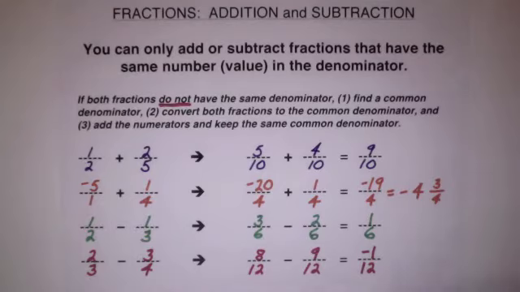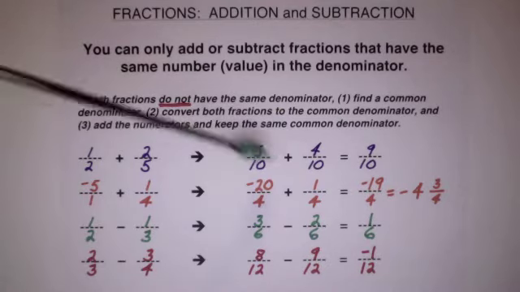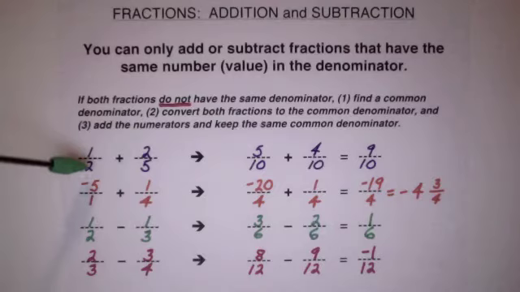Now, how do I do something like that? You just can't change something because you don't like it. In order for me to go from 2 to 10, I had to multiply 5. Therefore, I must do the same thing to the numerator. 1 times 5 is 5, and you know that 5 is half a 10.